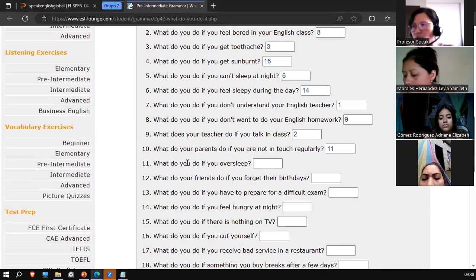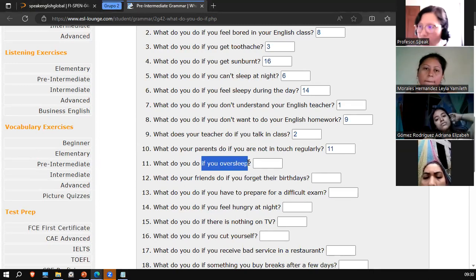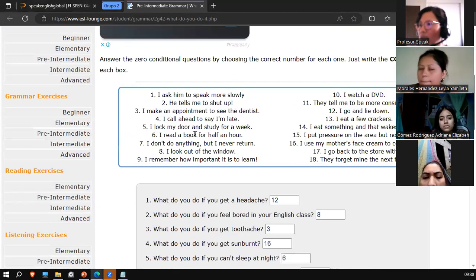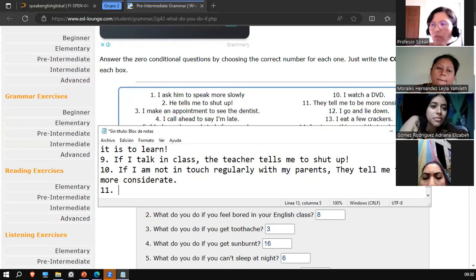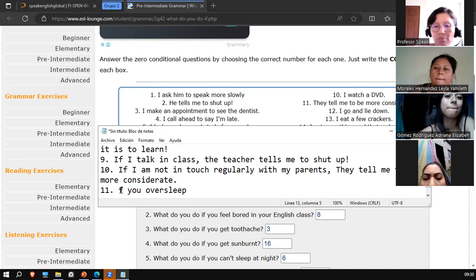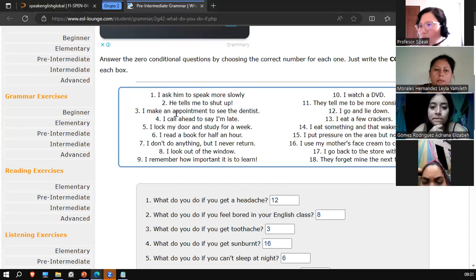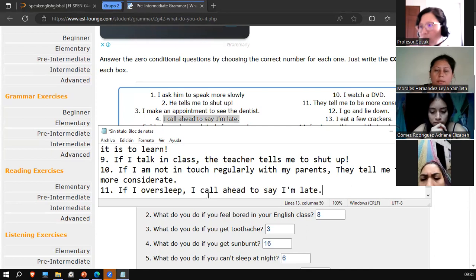Number 11. What do you do if you oversleep? Number 4. It says, I call ahead to say I'm late. Yes, right? Number 11. Okay, if I oversleep, comma, I call ahead to say I'm late, right?